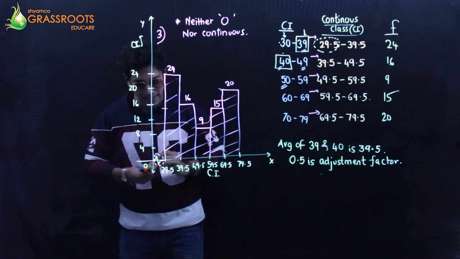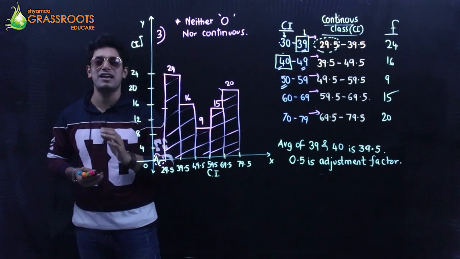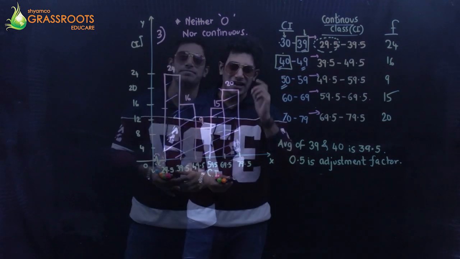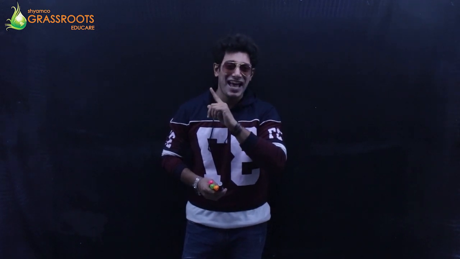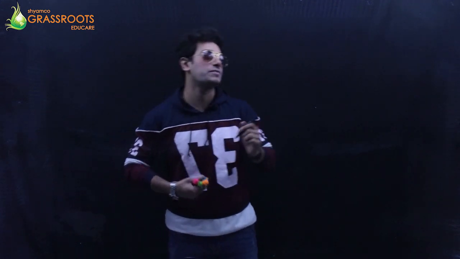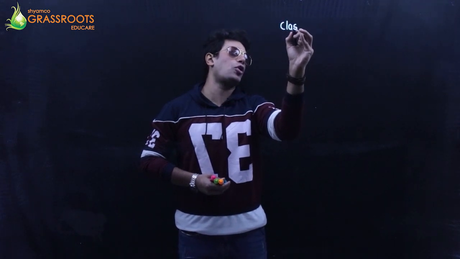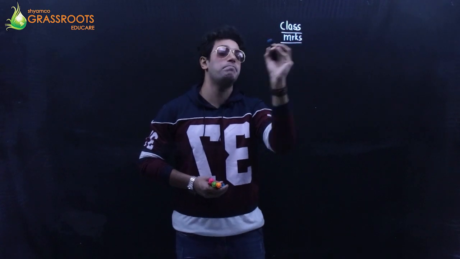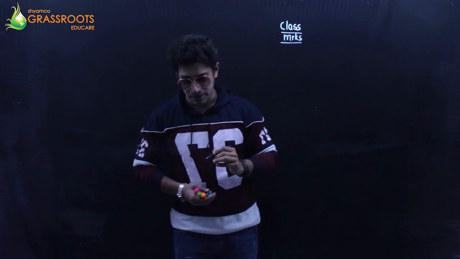Fourth question is, they have given the class marks. Go through this and we shall encounter the fourth one. In the fourth question, they have given me the midpoint. They have not given even the class interval. Midpoint is said to be the class marks. So I can start with drawing a table because I need to sort the things out. Class marks are given, that means the midpoint of the class is given.